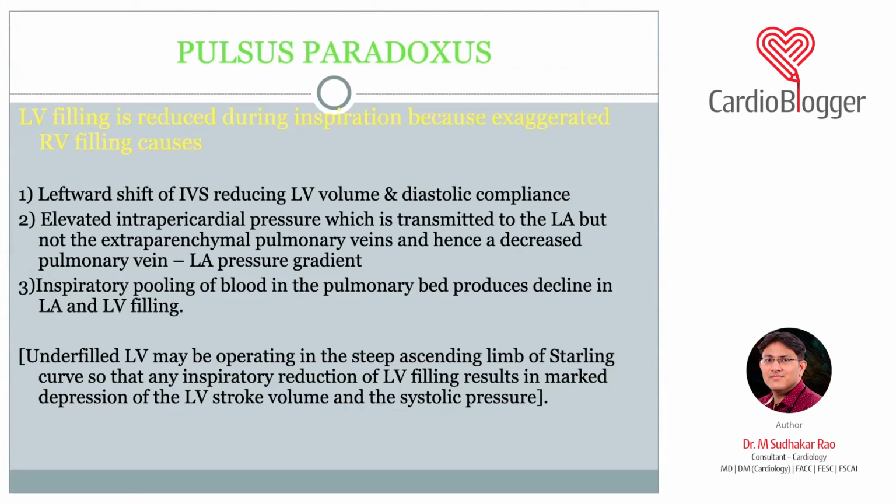The blood doesn't flow from the pulmonary vein to the LA and LA to LV, and that is why in constrictive pericarditis you get a significant systolic decrease in blood pressure. I hope I am clear.